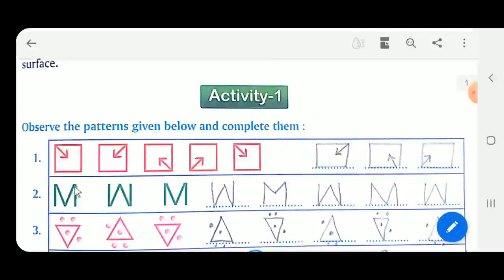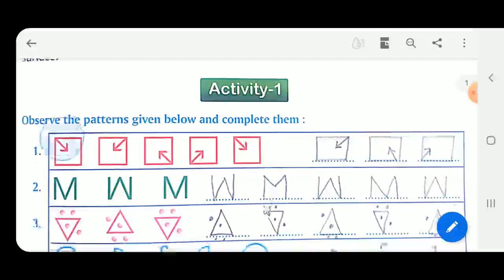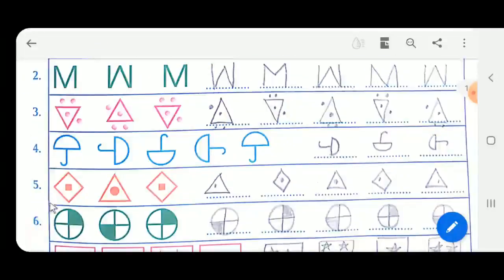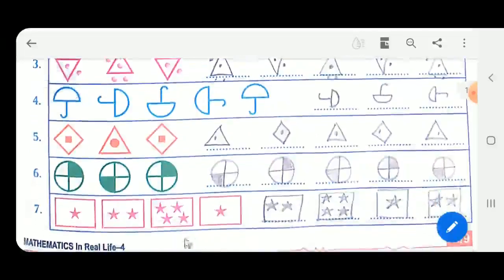Then in the second one, it is M, W and M. The dash will be W. Later on it will be M. Similarly, you have to do the third, fourth, as well as the fifth one, which is square, triangle, then square. Then the sixth also, seventh. By seeing the 1 and 2 pictures, you will come to know what the difference is and what you need to do.